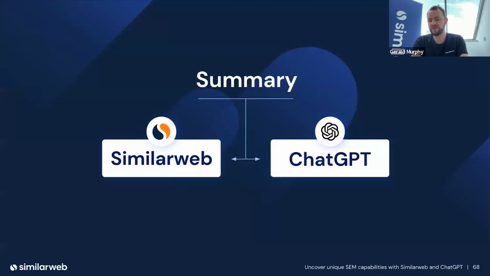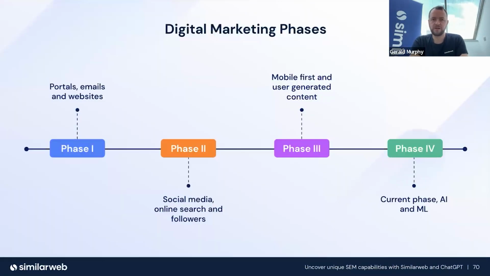So a summary of Similarweb and ChatGPT. There are lots of phases in digital marketing and there's lots of buzzwords that happen all the time. Don't derail your current strategies and simply revert to ChatGPT to create content, as the only source of information to generate ideas. That's not a really good use of ChatGPT. You want to make sure that it can enhance your current strategy. At the end of the day, when you look at digital marketing phases, we've gone here from portals, emails to websites. We've then moved to social media, online search and followers. Then we've also moved to things like mobile, user-generated content.